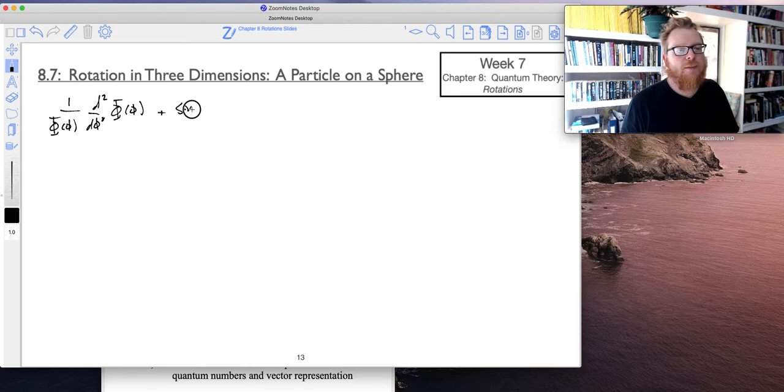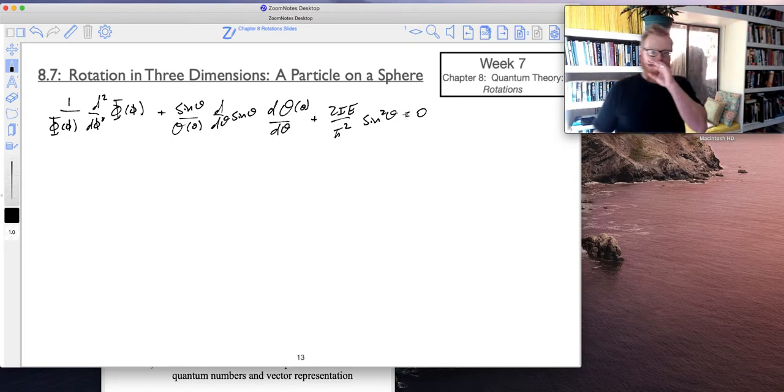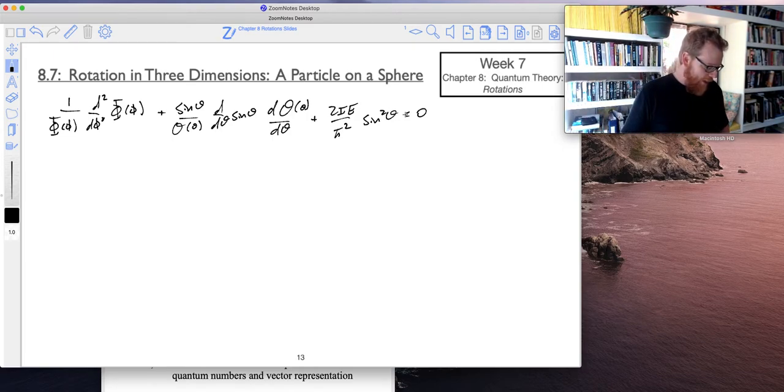And then I get a plus sine theta over the function theta times the derivative theta of sine of theta times the derivative in the big function theta with respect to theta, and then plus 2ie over h bar squared times sine squared of theta equals 0. Oh my goodness. Okay, so now we are finally in a position where we can separate.